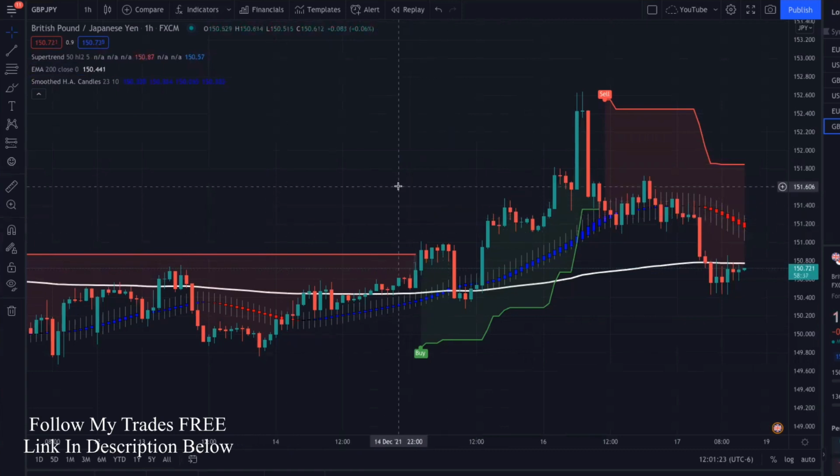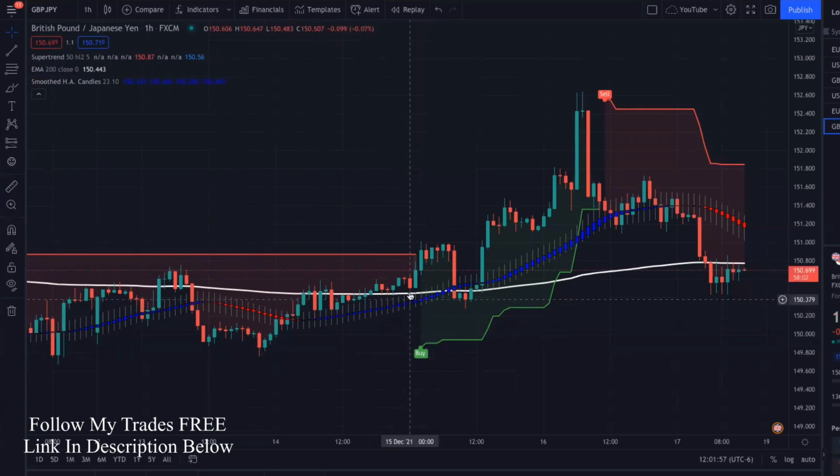So what exactly is the strategy? Well, the strategy that we're going to use with these indicators is whenever the price action is above the 200 EMA, we're going to look for buys. When the price action is below the 200 EMA, we're going to look for sells. We're not going to go against that bigger trend. And when the smoothed Heiken indicator is running blue, we're looking for buys. When it's red, we're looking for sells. And how do we know when to buy or sell? That's when the super trend indicator comes in.